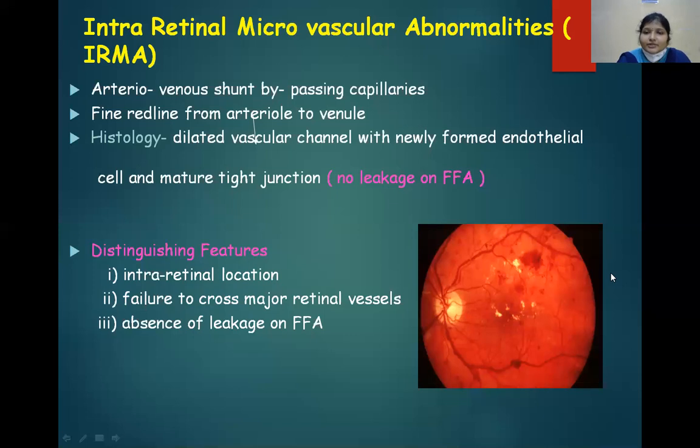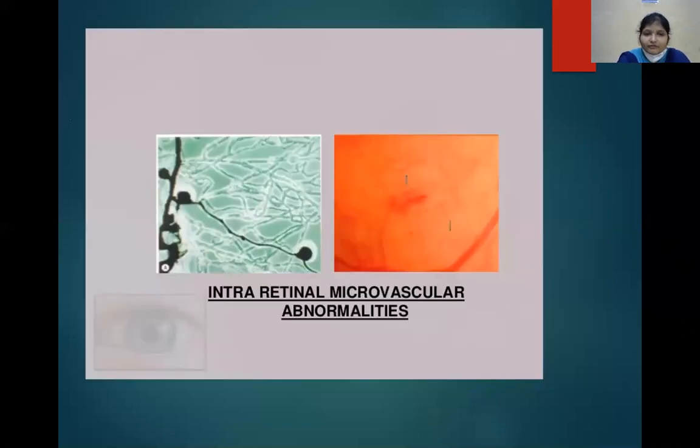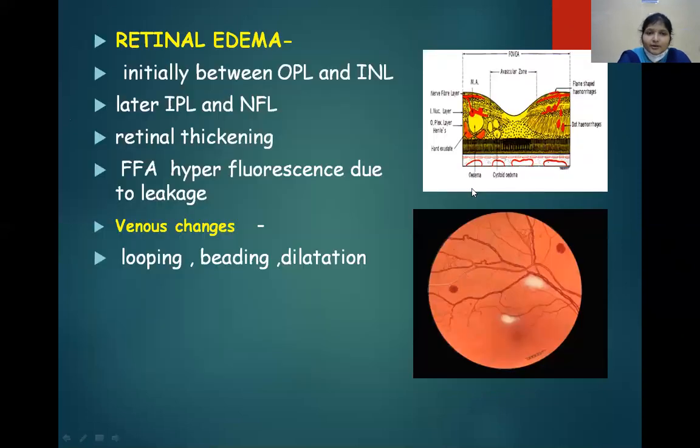What is the distinguishing feature between IRMA and neovascularization? IRMA are located more within the layers of the retina and they do not cross the major retinal blood vessels, and there is absence of leakage on FFA. So these are intraretinal microvascular abnormalities. So this is a branch from the artery and this is from the vein and you can see a communication.